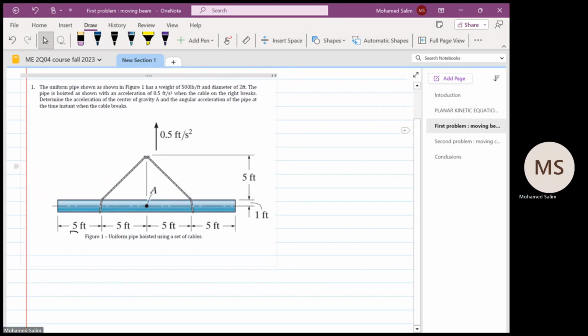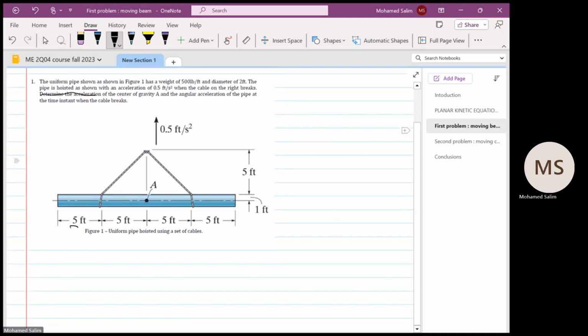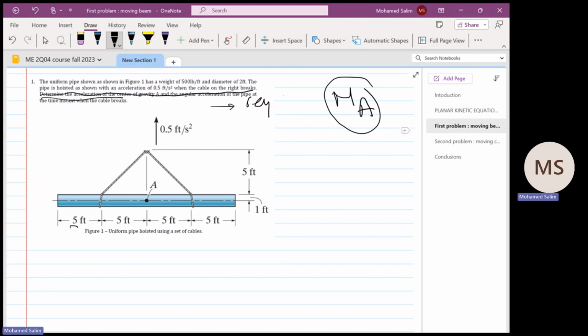Sorry. This is another problem. Required here, calculate moment around A. Sorry, it could be another problem, but it is the same given.